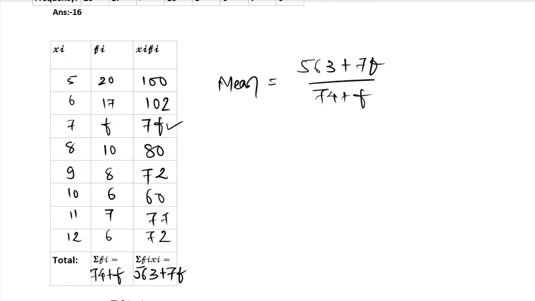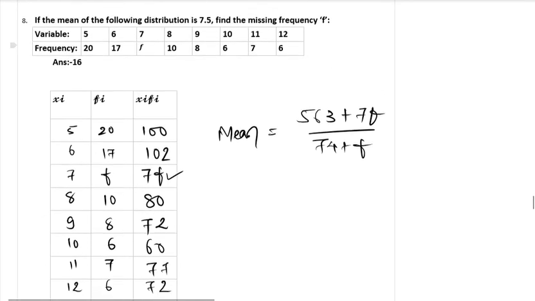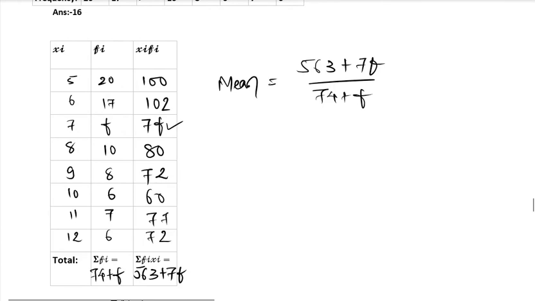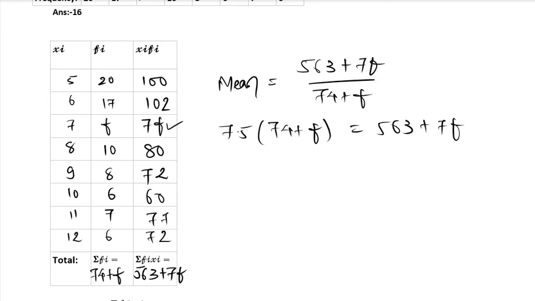And I already know the mean, right? What is the mean? 7.5. So let me write 7.5 over here. This 74 plus f will be multiplied with it, and 563 plus 7f will remain over here. So what we are getting over here is 74 multiplied by 7.5, which is 555, plus 7.5f is equal to 563 plus 7f.